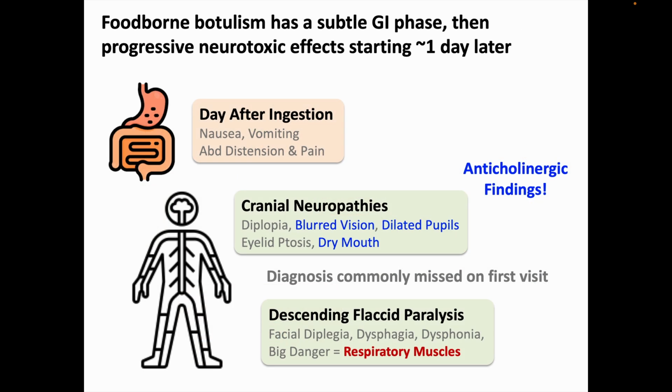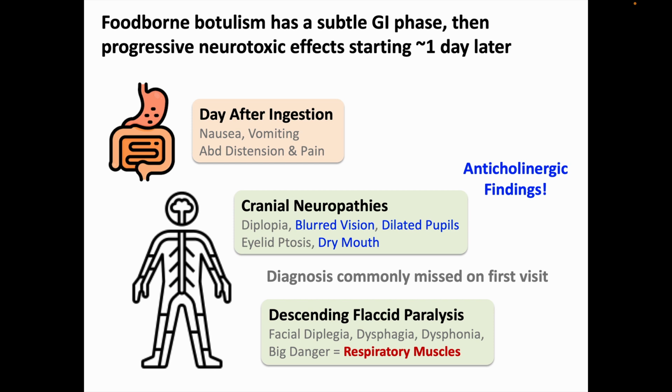Foodborne botulism has a subtle GI phase where the patient may develop nausea, vomiting, abdominal pain, usually the day after the ingestion. And then between 12 hours to a few days later, they start to develop the neurotoxic effects. These effects start at the top and then progress downward.